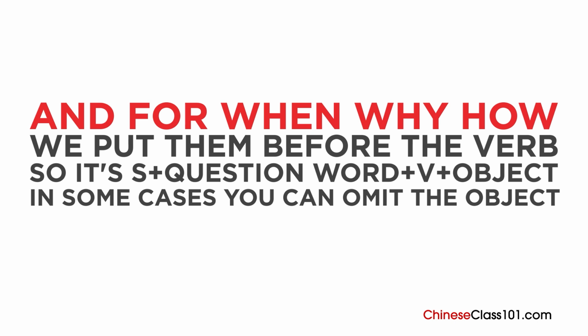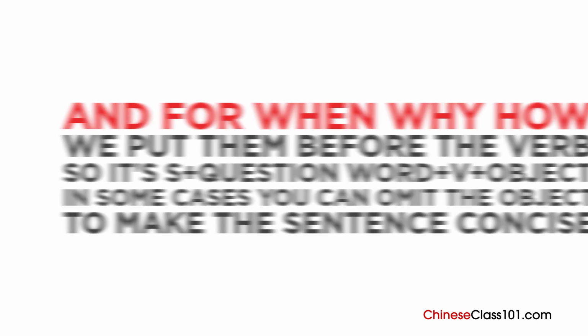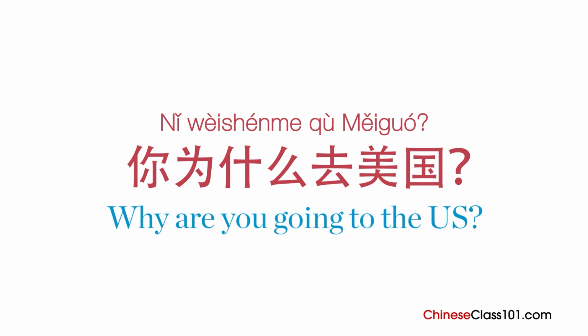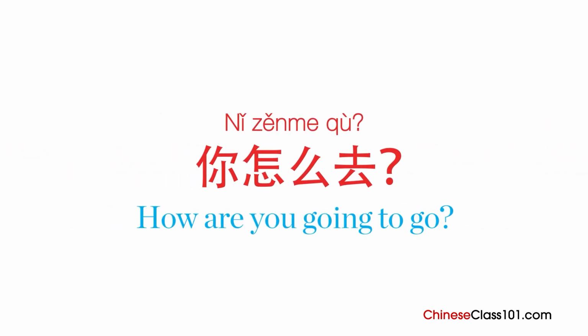In some cases, you can omit the object to make the sentence concise. When are you going? 你什么时候去？你 you 什么时候 when 去 go. Why are you going to the US? 你为什么去美国？你 you 为什么 why 去 go to 美国 the United States.